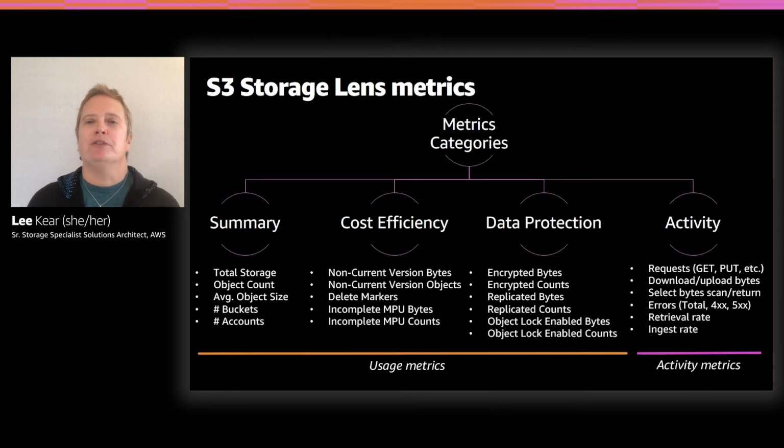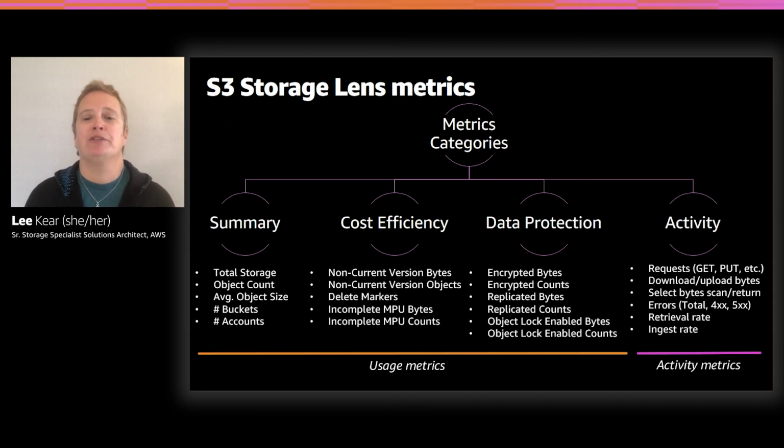The metrics have been grouped into 4 main categories: summary, cost efficiency, data protection, and activity, which generally align to the types of analyses that customers will typically perform. If you look at the list of metrics here, you'll note that some of these metrics we saw with S3 metrics, like total storage and object count. But in S3 Storage Lens, you can receive these metrics in aggregate across your organization or account, or at the prefix level, which was not previously available.